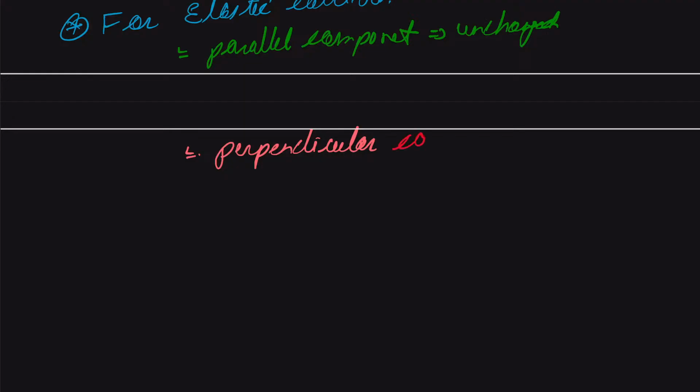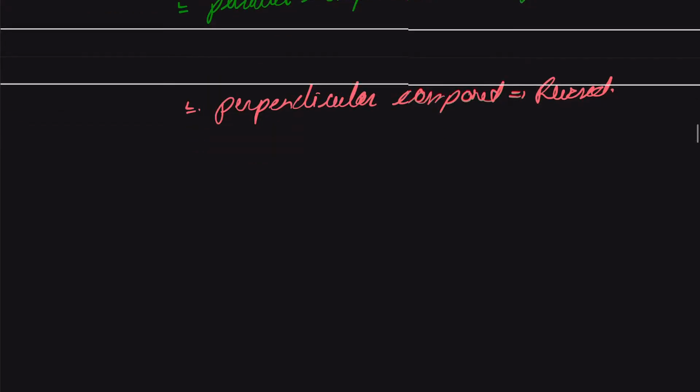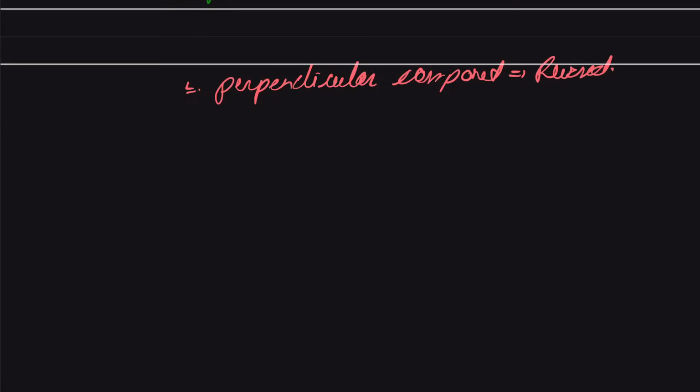Perpendicular component is reversed. Okay, that's a quite standard result. If we need, we can easily prove that also. We can write that the parallel component will be v sine of theta, and the perpendicular component will be v cos of theta, and that will be towards the wall.